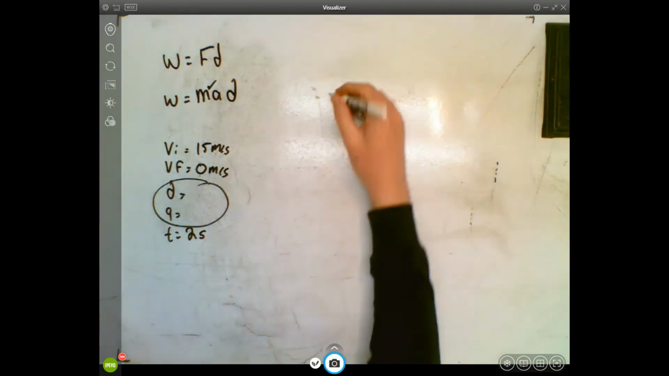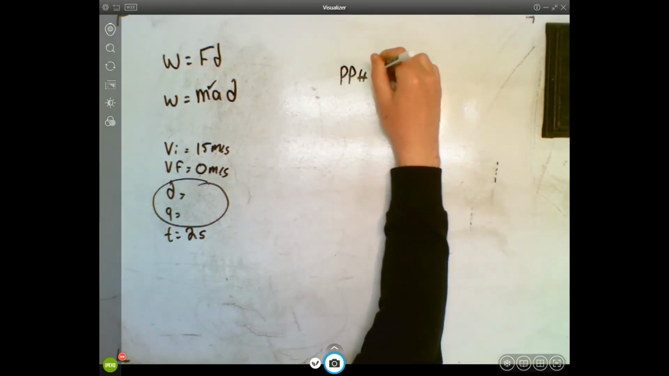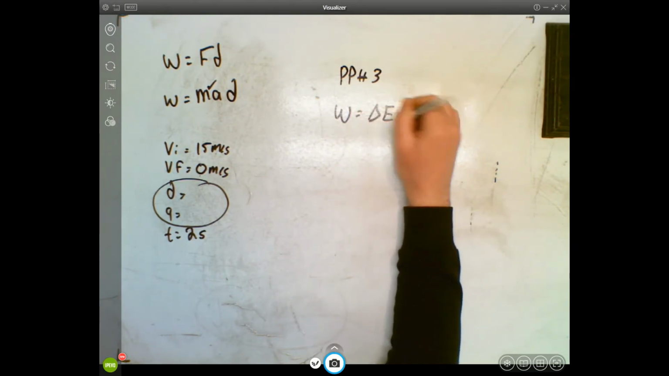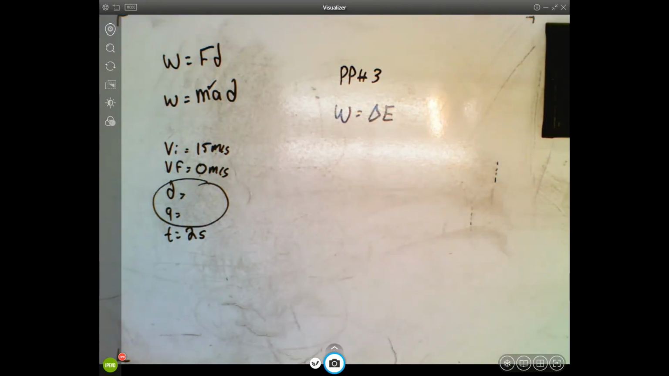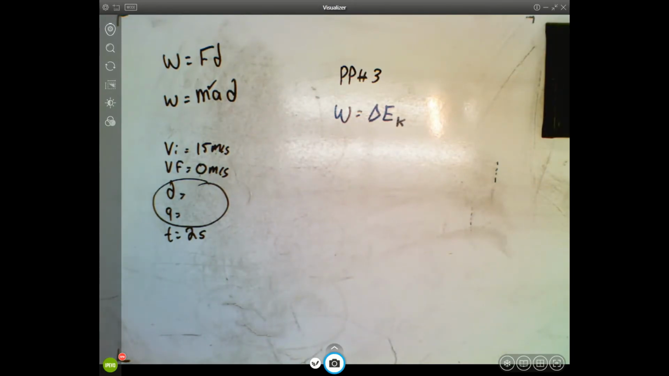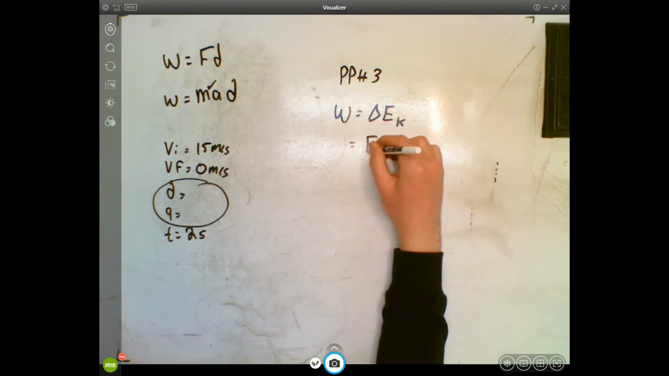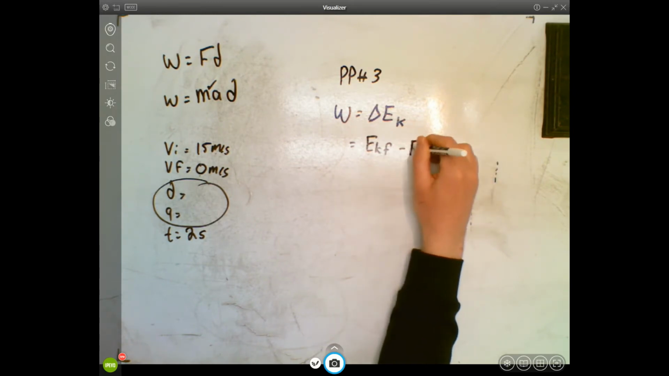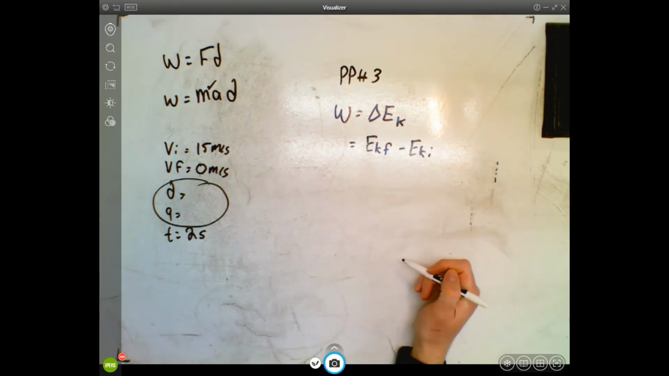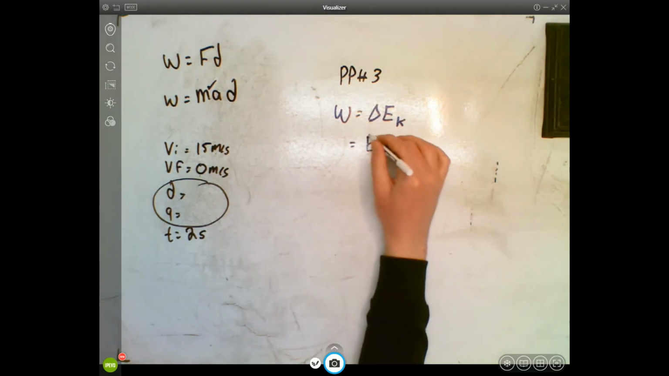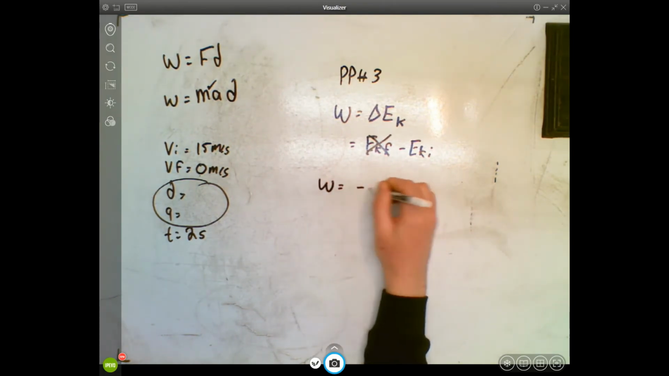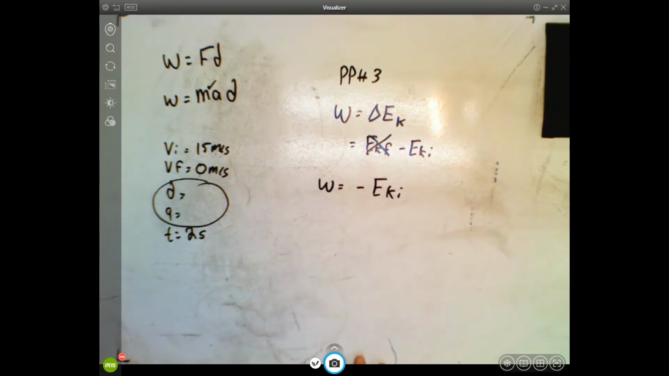We're going to use physics principle number 3, our work energy theorem, where work equals our change in energy. Because in this question the wagon is slowing down, we are changing our kinetic energy. So we can have EK final minus EK initial, because change is always final minus initial. And because our final speed is 0, we don't have any final kinetic energy. So we can say that our work is equal to negative our kinetic energy initial.